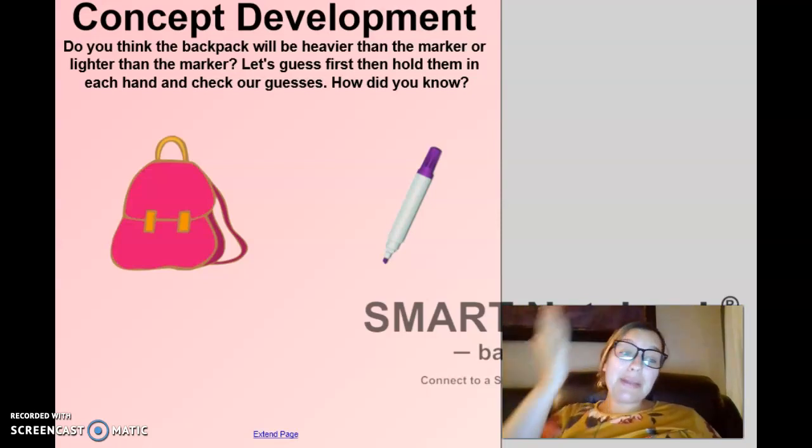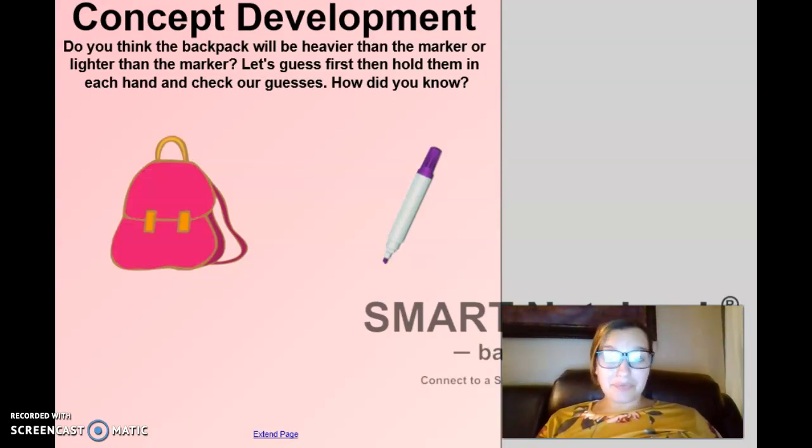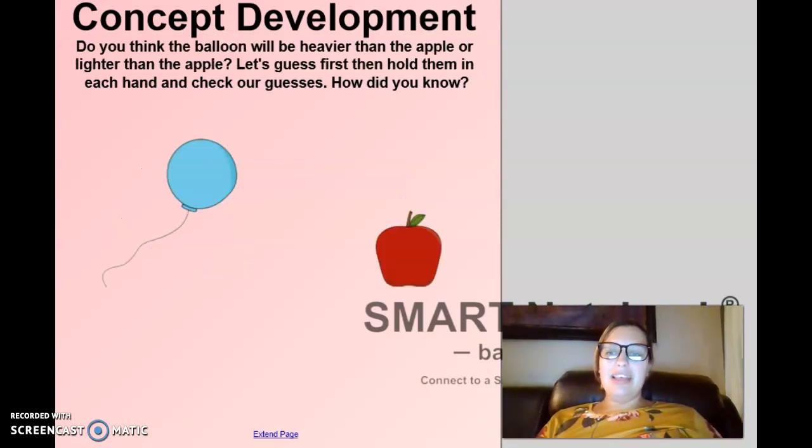Your backpack's probably going to be heavier than your marker. Just the backpack alone. But you probably have stuff in your backpack, right? So that makes it even heavier. Great job. We have one more after this.